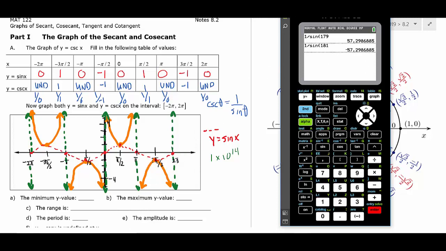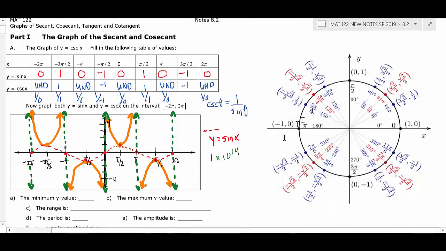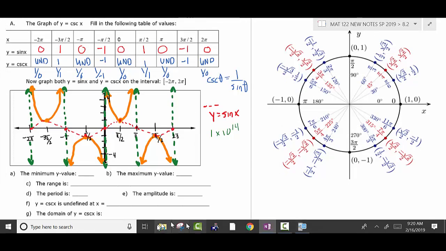I think it's real helpful to understand the mathematics behind what's happening at a vertical asymptote. In reality, you're just doing 1 divided by a number very close to 0 that's either negative or positive. That's why the graph either goes to infinity or negative infinity. Okay, so that's how that goes.